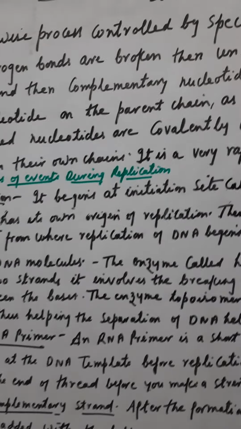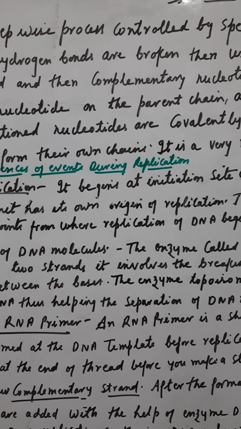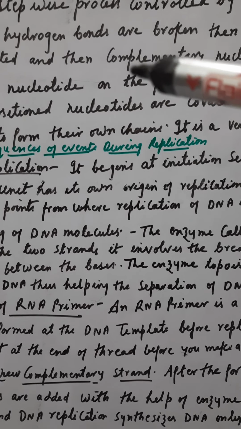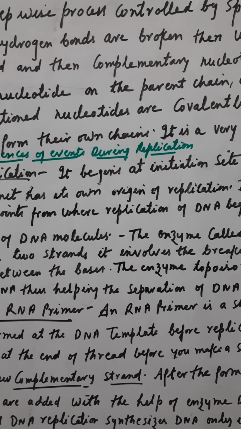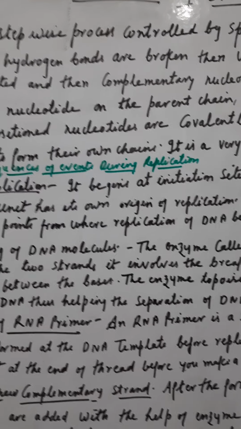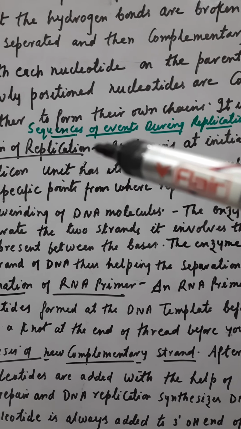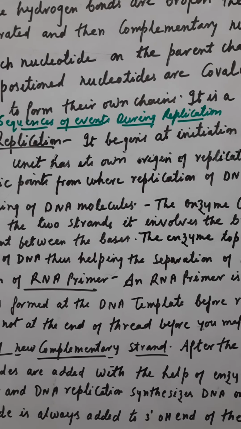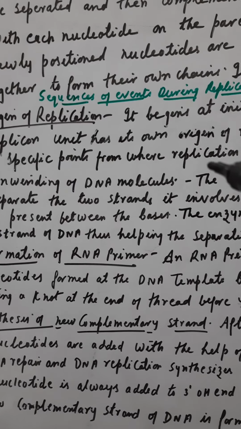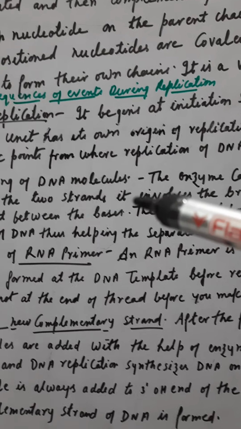First, the mechanism of DNA replication is a stepwise process controlled by specific enzymes. First, the hydrogen bonds are broken, then the unbonded chains are separated, and then complementary nucleotides are paired with each nucleotide on the parent chain. As a result, the newly positioned nucleotides are covalently bonded together to form their own chains. It is a rapid process. Origin of replication: there are a number of specific points from where the replication of DNA begins. This is called the origin of replication.